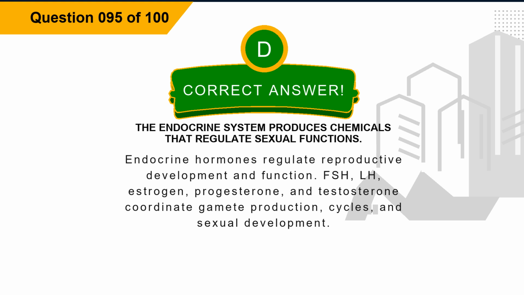The endocrine system produces chemicals that regulate sexual functions. Explanation: endocrine hormones regulate reproductive development and function. FSH, LH, estrogen, progesterone, and testosterone coordinate gamete production, cycles, and sexual development.